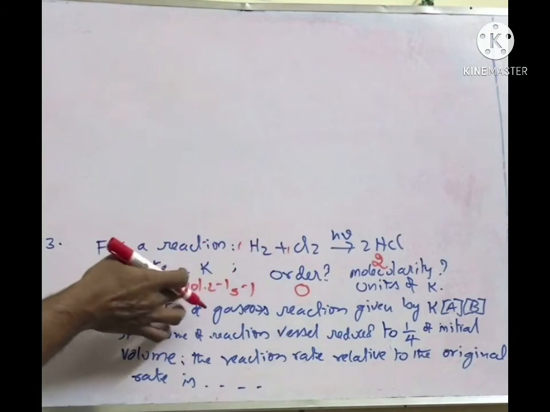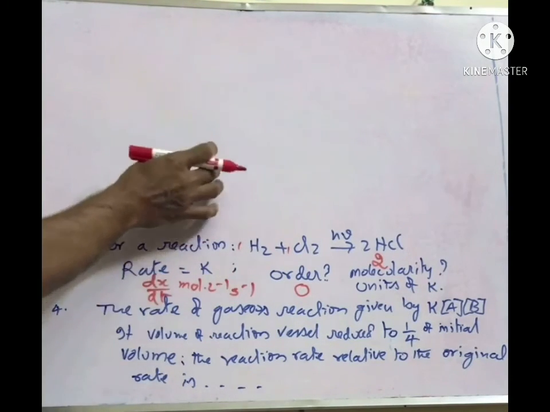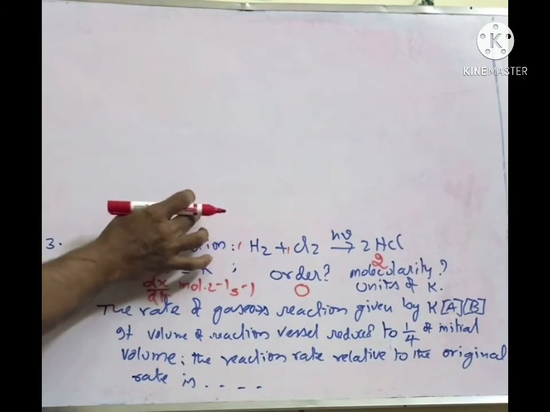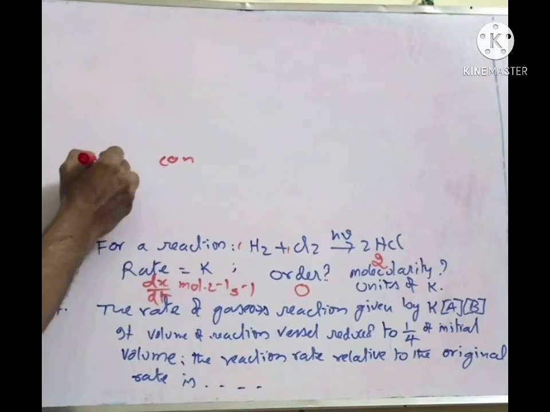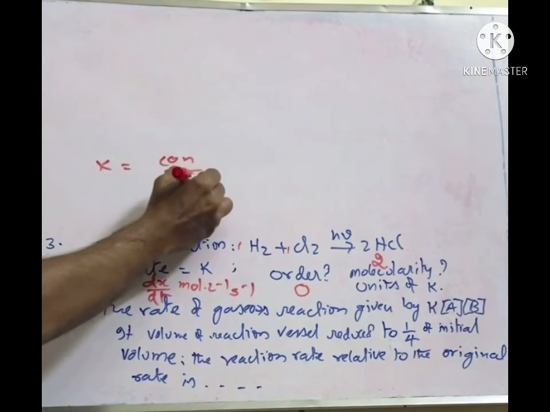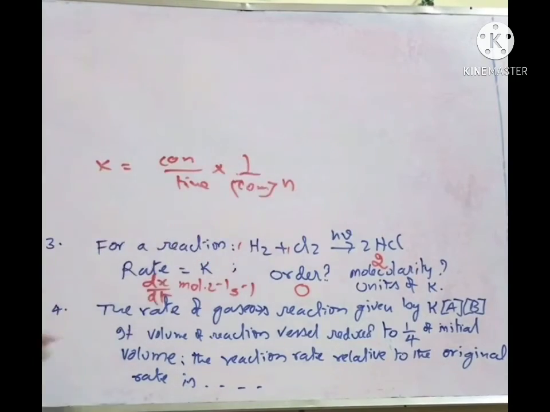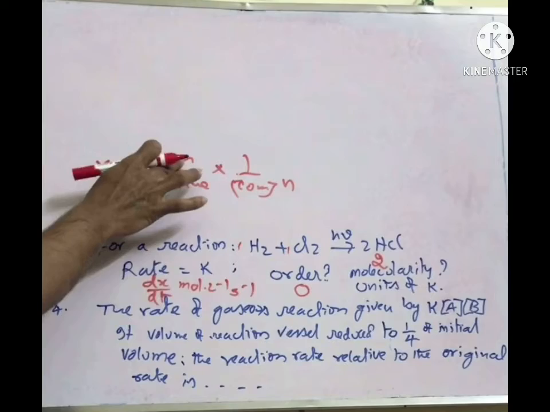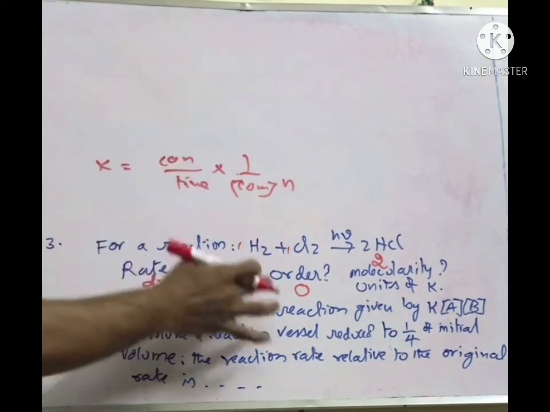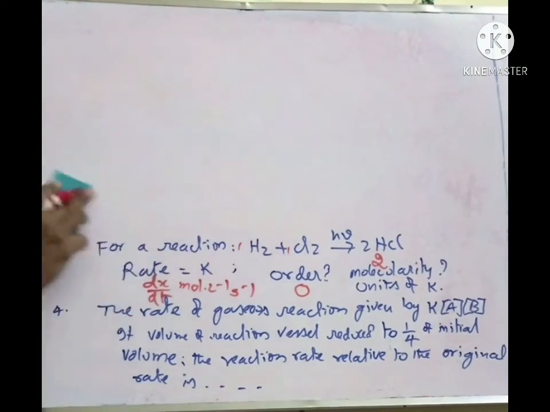For a zero order reaction, units are moles per liter per second. As I told, K we can write as concentration by time multiplied by 1 over concentration power n. N is 0 order, so this becomes 1. So concentration by time, concentration moles per liter, time is second, so moles per liter per second. Per second we have written as second inverse. So this way we can answer this particular question.